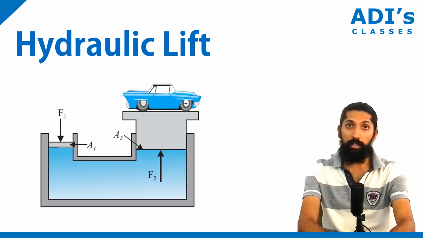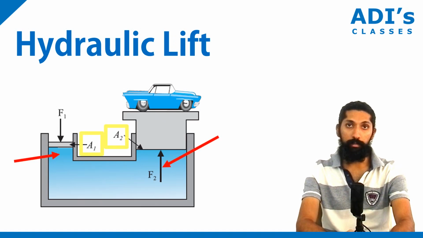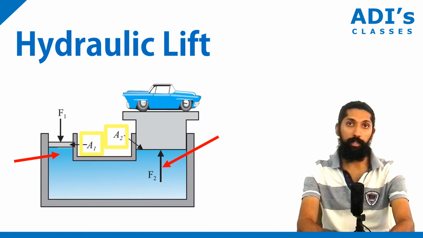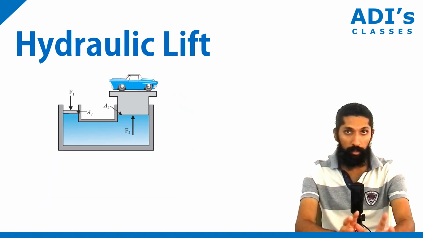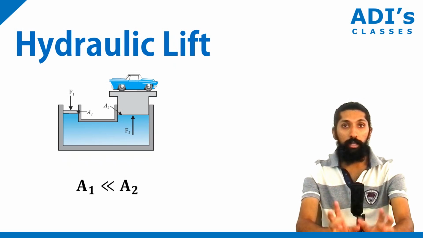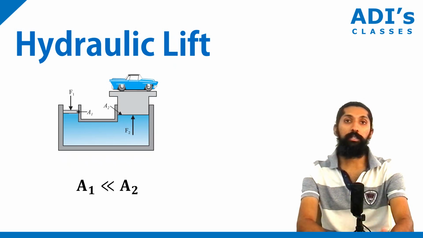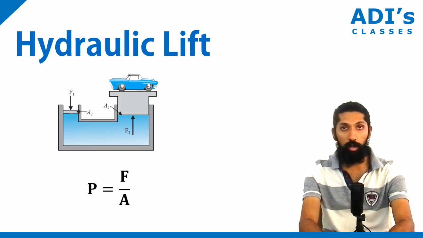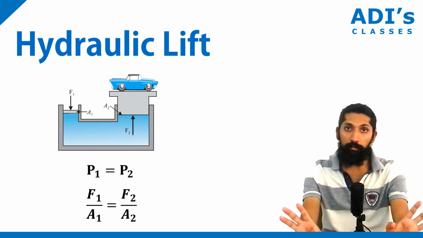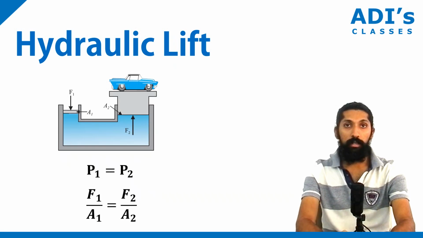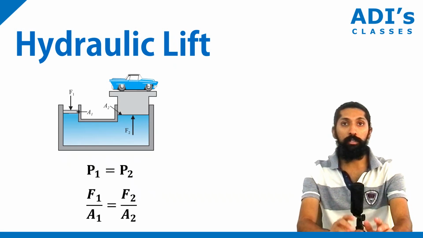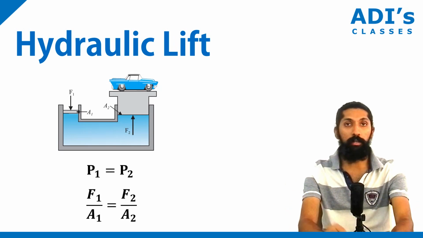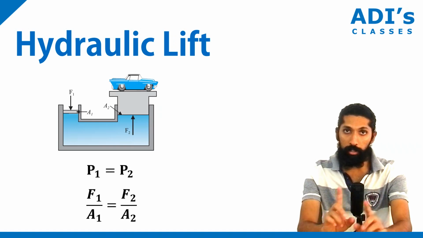Here A1 is very much less than A2. Like A1 could be a few square centimeters and A2 could be a couple of square meters. Understood? Next, what is pressure? Pressure is equal to force by area. According to Pascal's law, the pressure has to be the same in both cases. When you apply a downward force on the small column, there has to be an upward force in the bigger column, but the pressure remains the same.